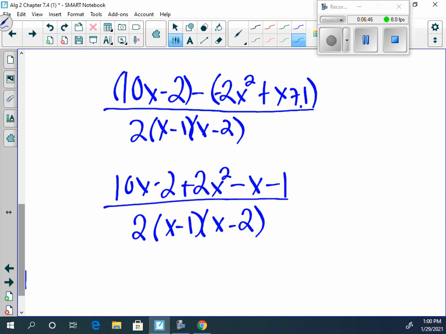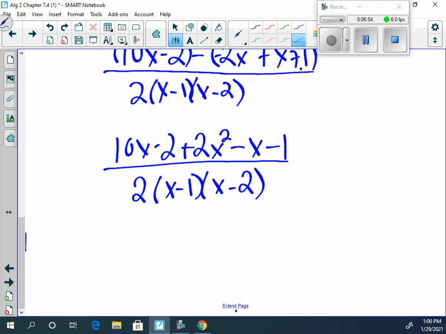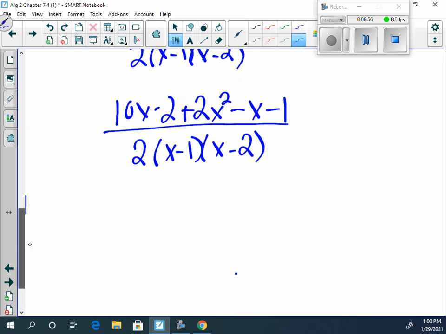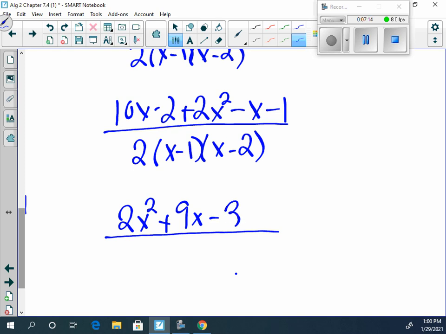We're almost done. The last thing we need to do is combine like terms and factor, if possible. Any questions on this here? Very similar to what we did yesterday. So we have 2x squared. 10x minus x is going to be plus 9x. And negative 2 minus 1 is negative 3, over 2 times x minus 1 times x minus 2.